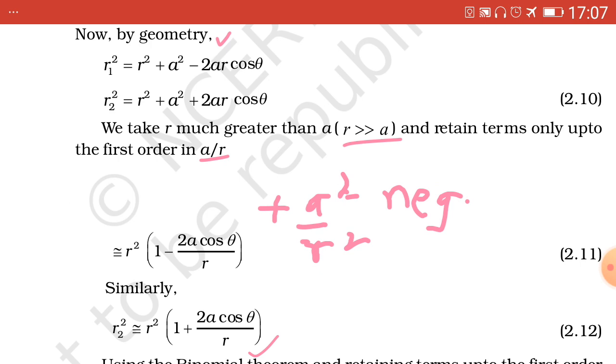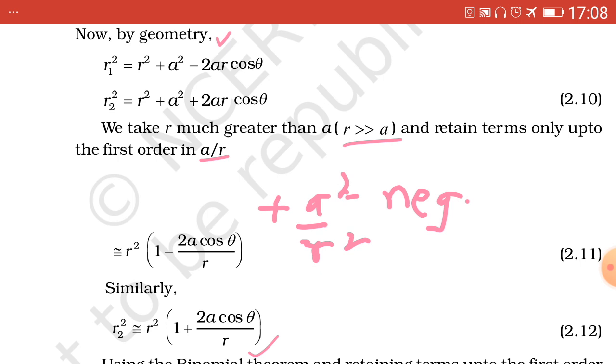So by geometry, r1 square equals r square plus a square minus 2ar cos theta, and r2 square equals r square plus a square plus 2ar cos theta. Now the special case for r greater than a, which has been underlined, and we retain terms only up to the first order in a upon r.